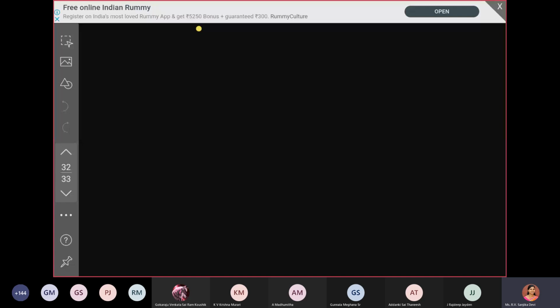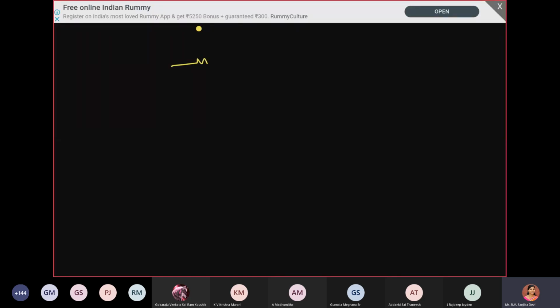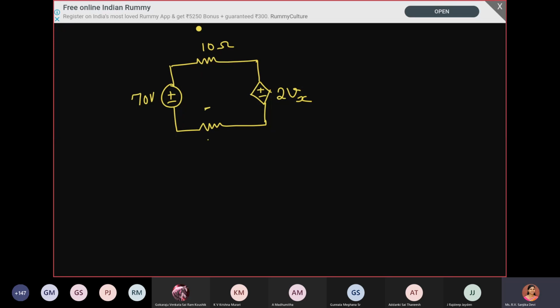Okay, so for this numerical, we are having this as a circuit, right? Ten ohm, and there is a dependent source. It's a voltage dependent voltage source, right? Vx, and here we are having 5 ohm.